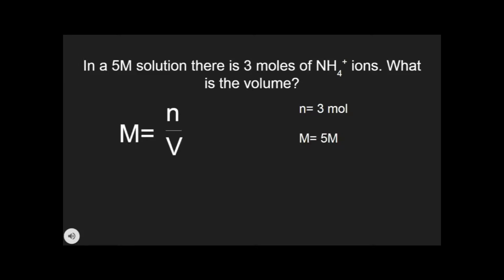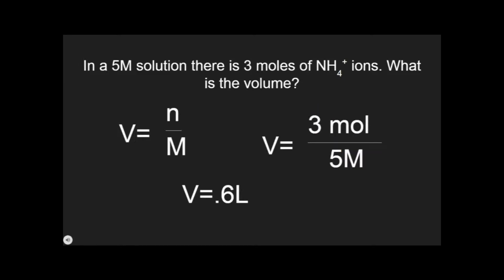We know that the number of moles is 3 moles, and that the concentration, or molarity, of the solution is 5 molar. You'll see here, instead of writing M equals N over V, I put that volume equals the number of moles divided by molarity. Using a little bit of algebra, we can rearrange the formula to solve for whatever variable we want, in this case volume. I would advise doing it that way so fewer math mistakes are made. Plugging in our givens, we get that volume is equal to 3 moles divided by 5 molar. Doing this division gives us that the volume of this solution is 0.6 liters.